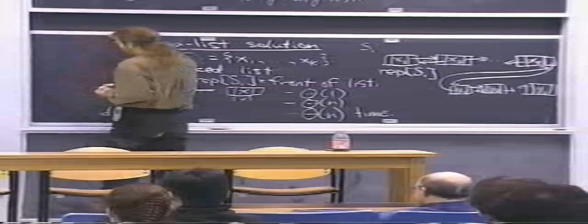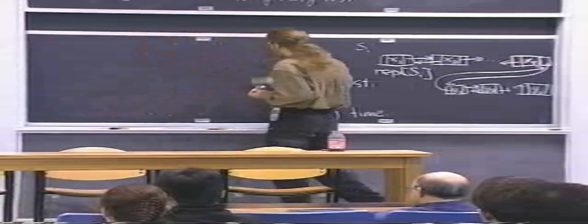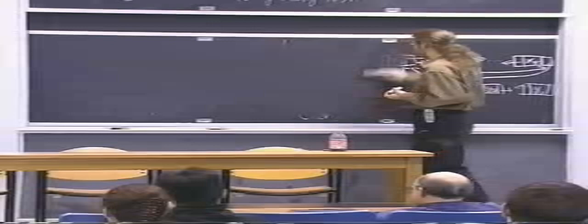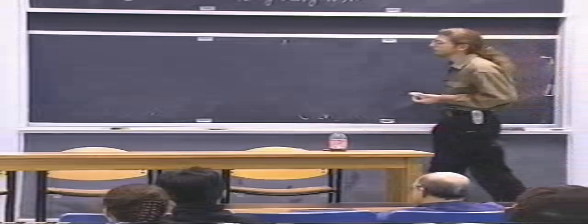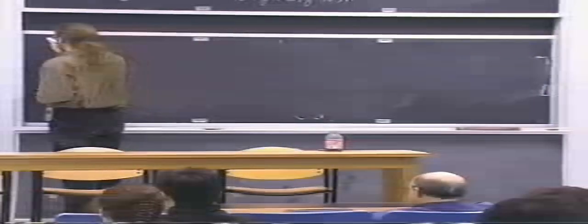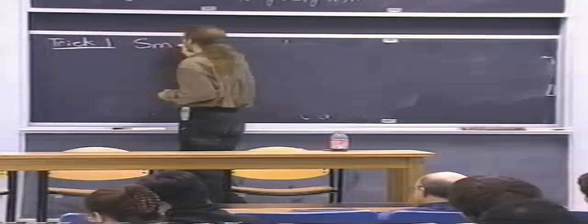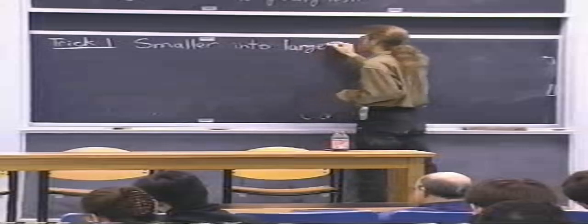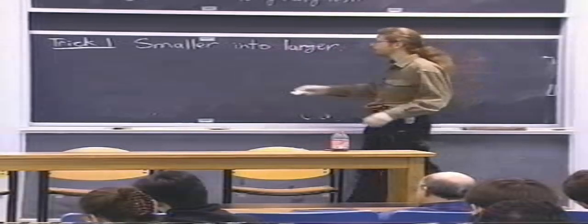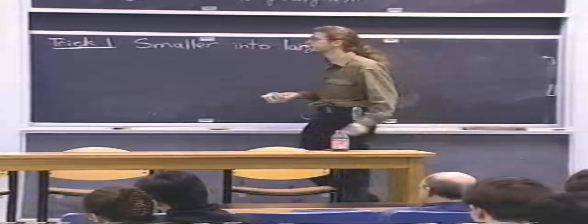So the idea is, well, what should I do in general? See, what was bad here is the Y set was really big, and the X set was really small. So I should really put the X set into the Y set. So I should just put the smaller set into the larger set. Okay, that's trick 1. Take the smaller set and merge it into the larger set, as opposed to the other way around. And update the pointers only for the smaller set, not for the larger set. Okay, it seems easy.